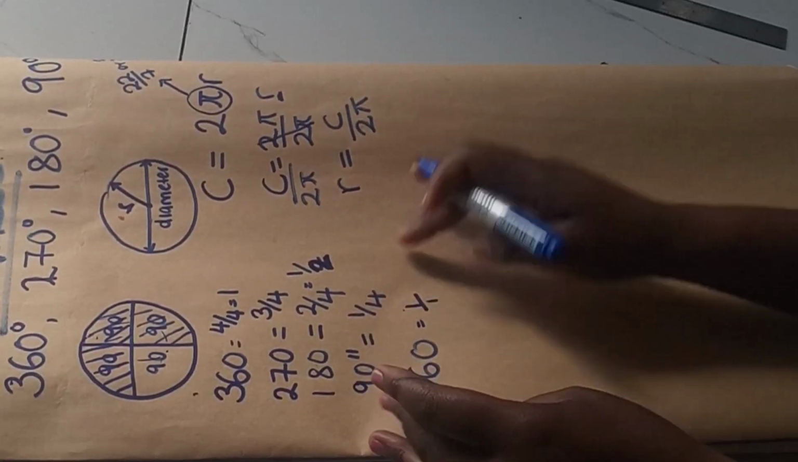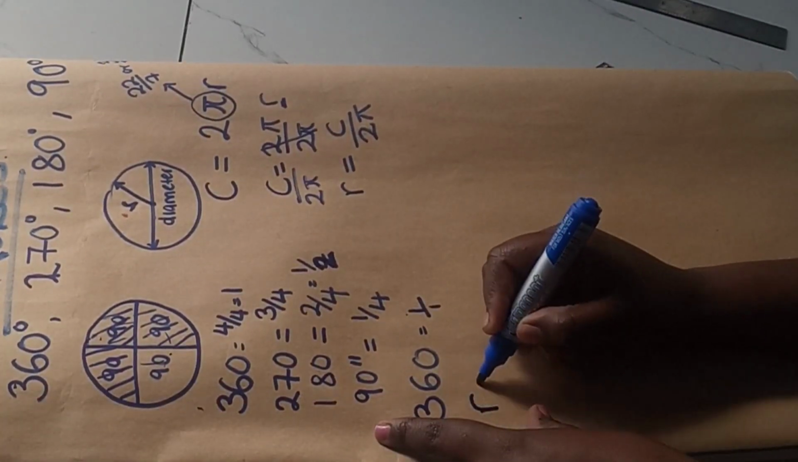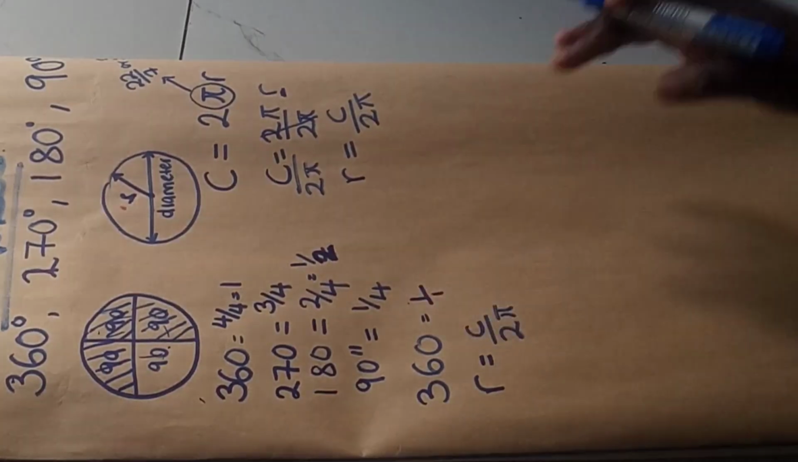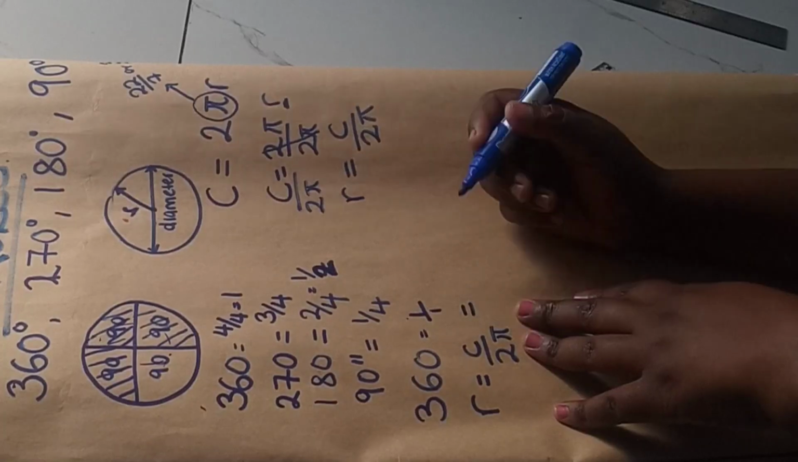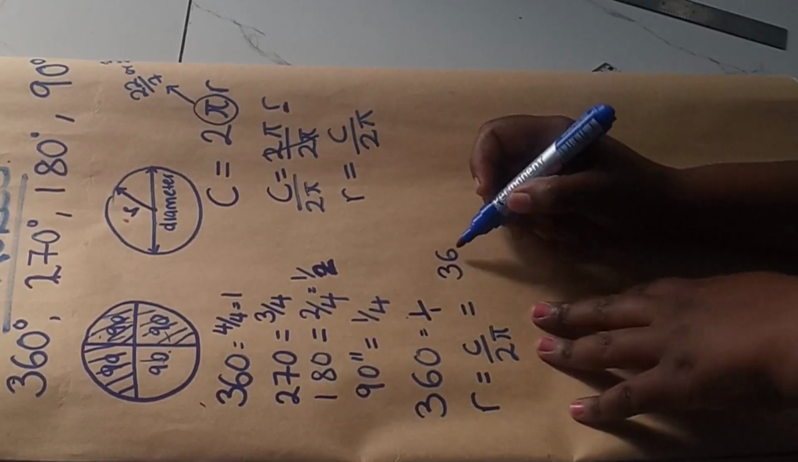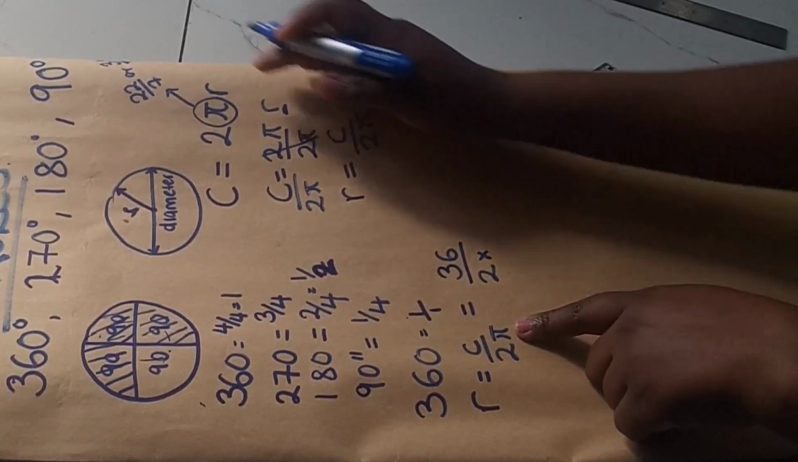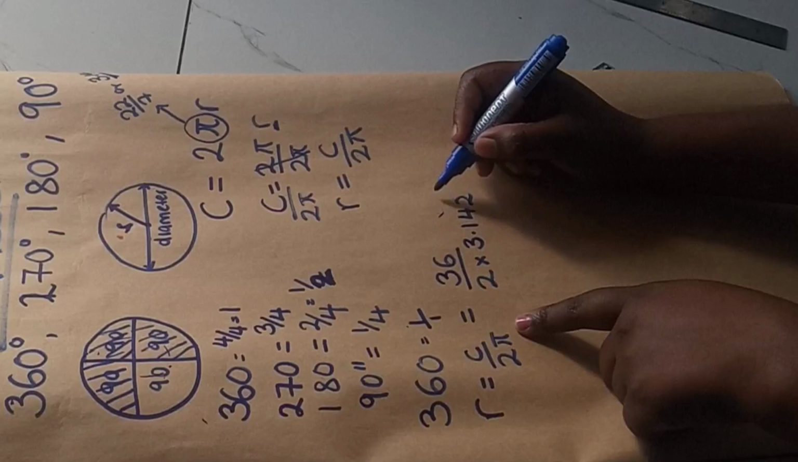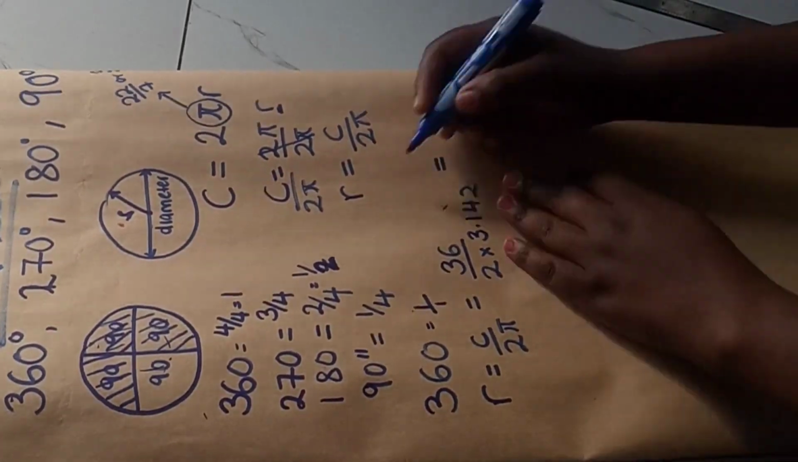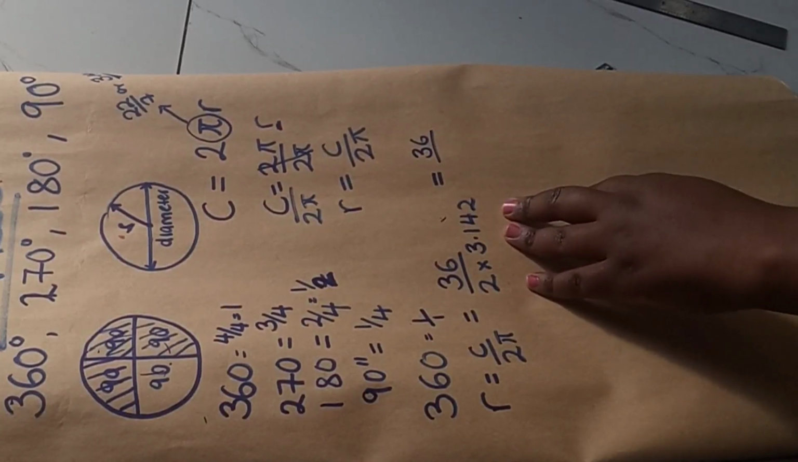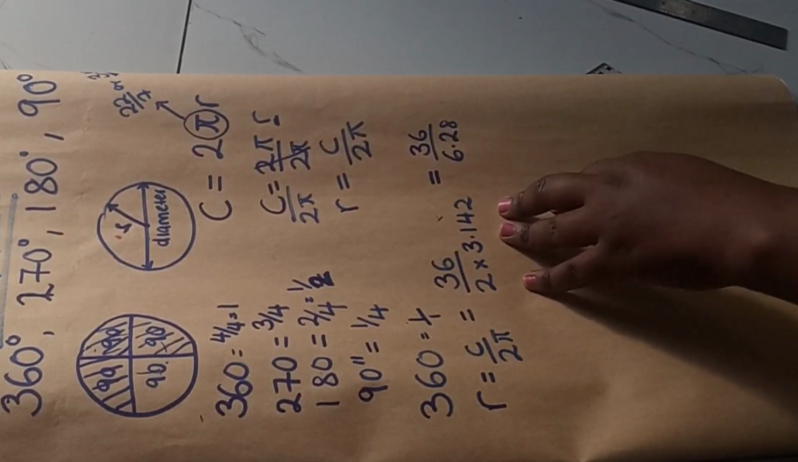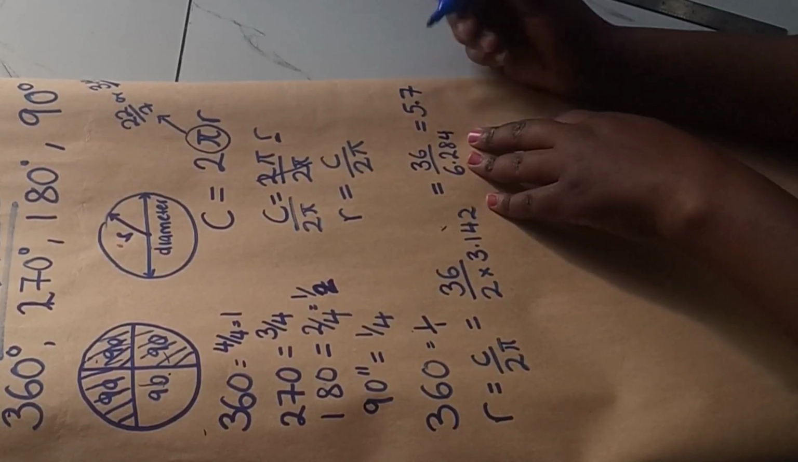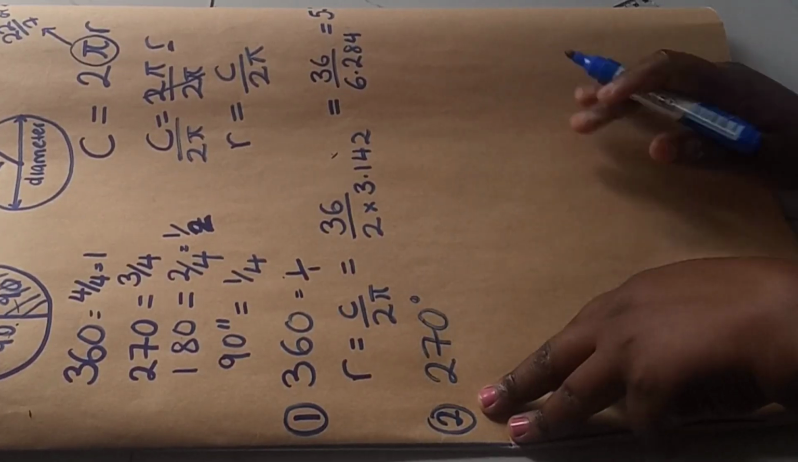Okay, so as I said, the fraction is like 1/1. So mostly it's not even shown because 1 is not going to change anything. Okay, so 36, which is my circumference, times 2 and pi, which is 3.142. When you multiply this, you get 36/6.28. And when you divide this, you get 5/7. So this is the radius that will be used.